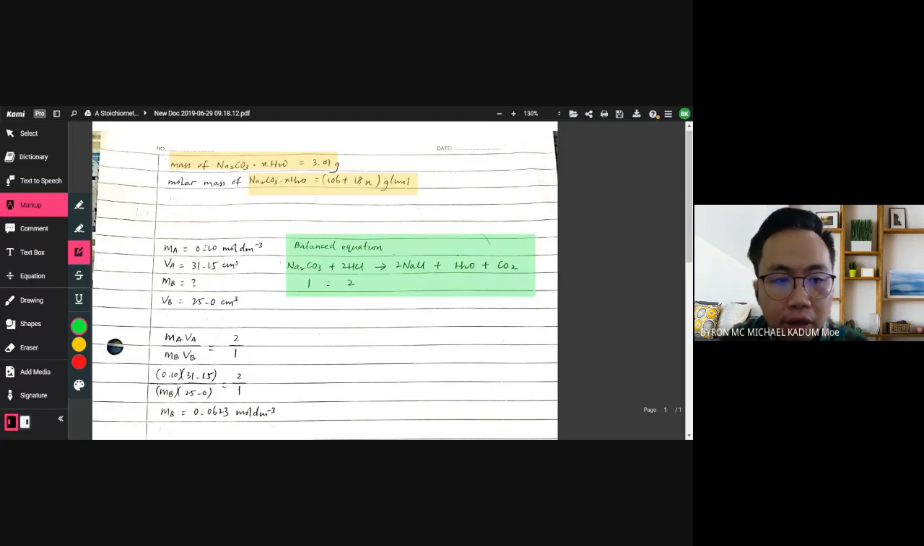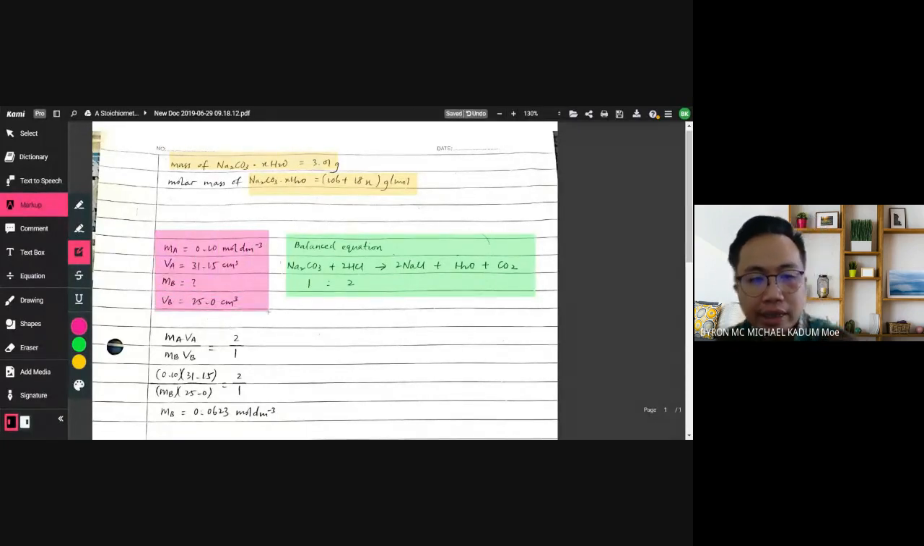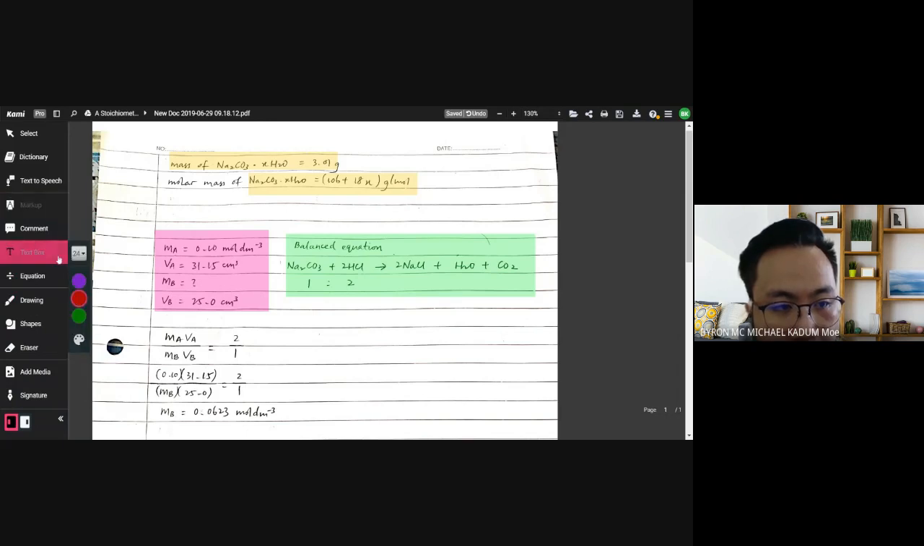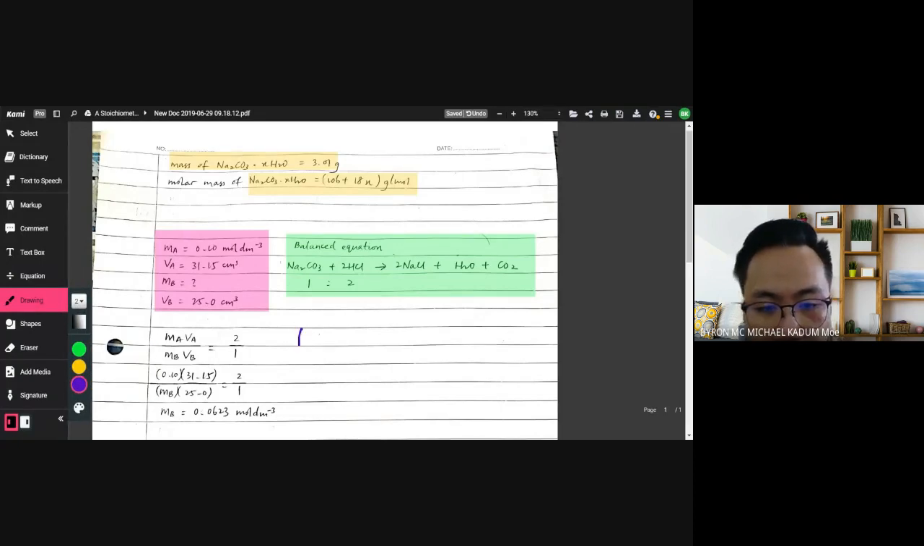Now, look at the one that I have highlighted in pink. Ada sini. So ini adalah neutralization punya formula. Neutralization formula, kita akan guna, we're going to be using MA VA equals to molarity of base times with volume of base.